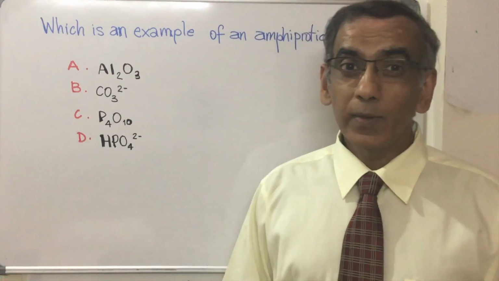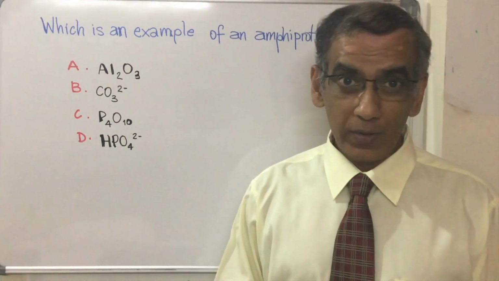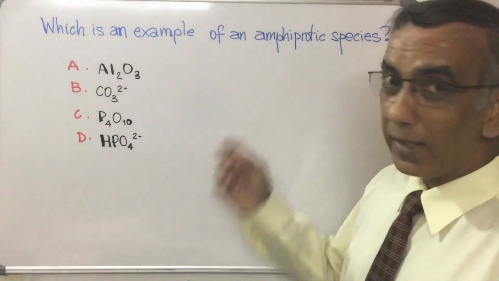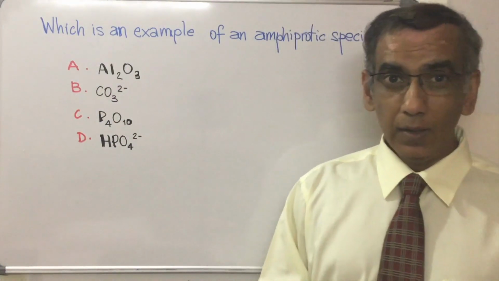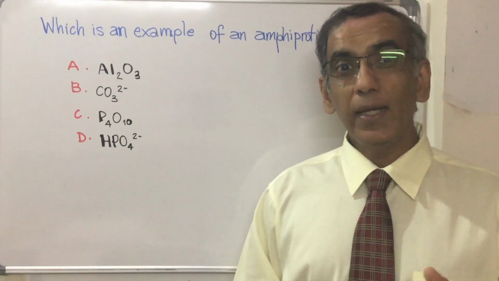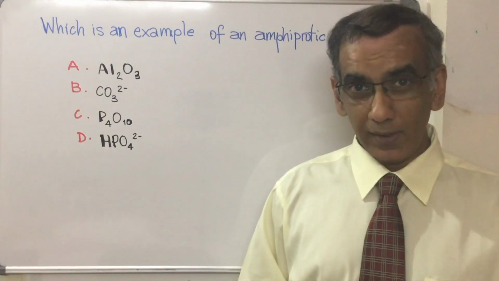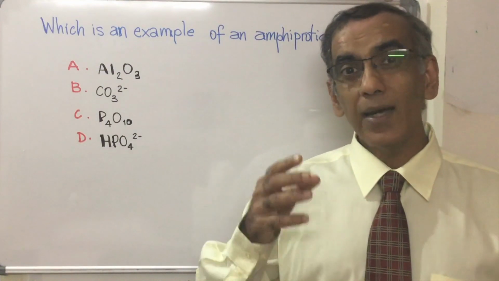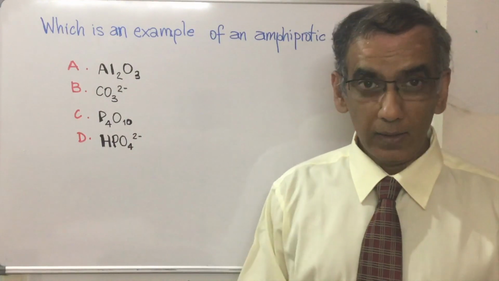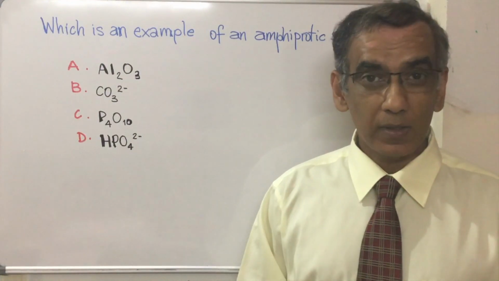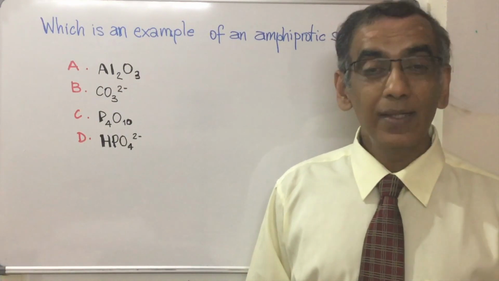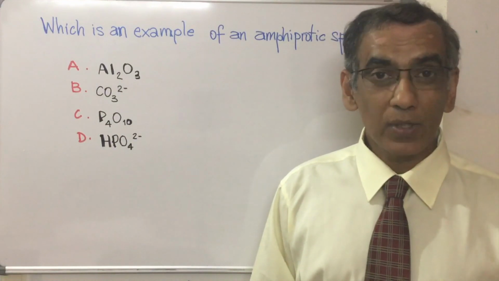Hello and welcome again as we consider yet another multiple choice question for IB Chemistry, which is an example of an amphiprotic species. Well, of course, the term amphiprotic refers to any species that's capable of accepting a proton and also capable of donating a proton.